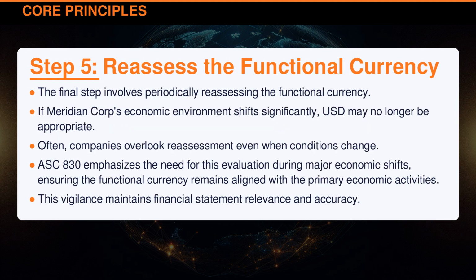The final step involves periodically reassessing the functional currency. If Meridian Corporation's economic environment shifts significantly, USD may no longer be appropriate. Often, companies overlook reassessment even when conditions change. ASC 830 emphasizes the need for this evaluation during major economic shifts, ensuring the functional currency remains aligned with the primary economic activities. This vigilance maintains financial statement relevance and accuracy.